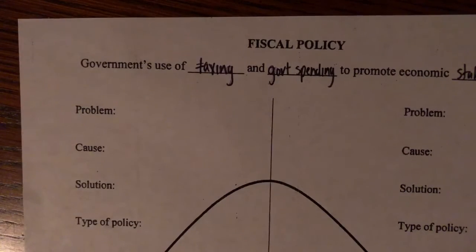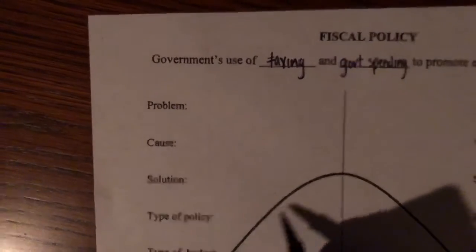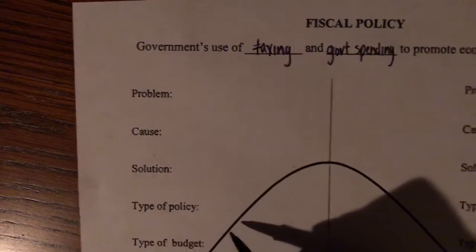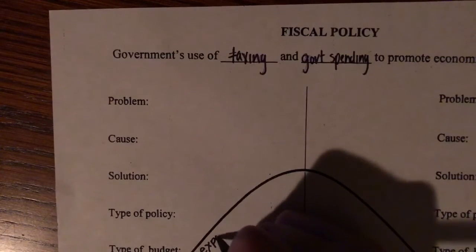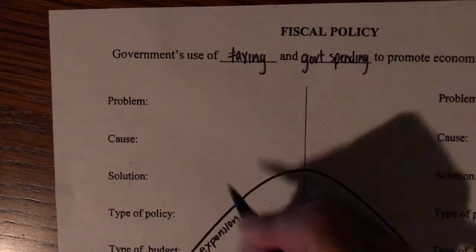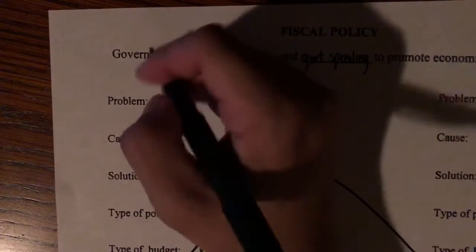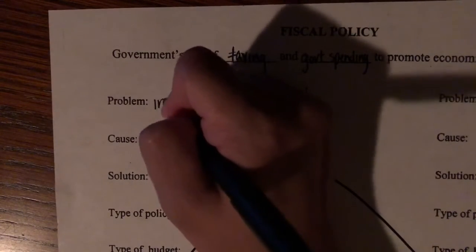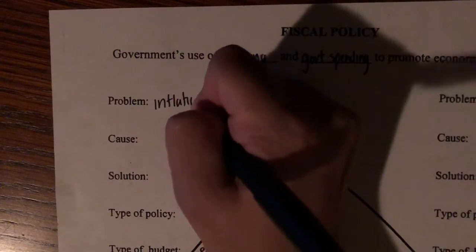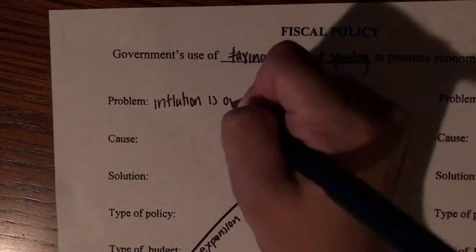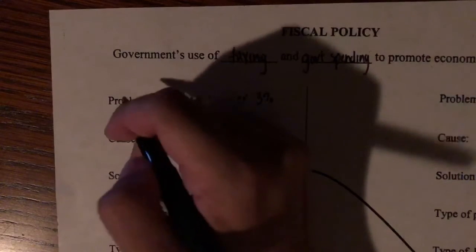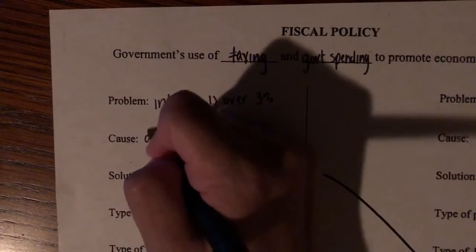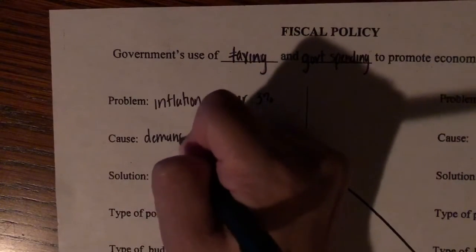and look at what we did. So we know this phase of the business cycle right here is called an expansion. And our problem in an expansion is inflation over 3%. So the cause is demand-pull inflation.